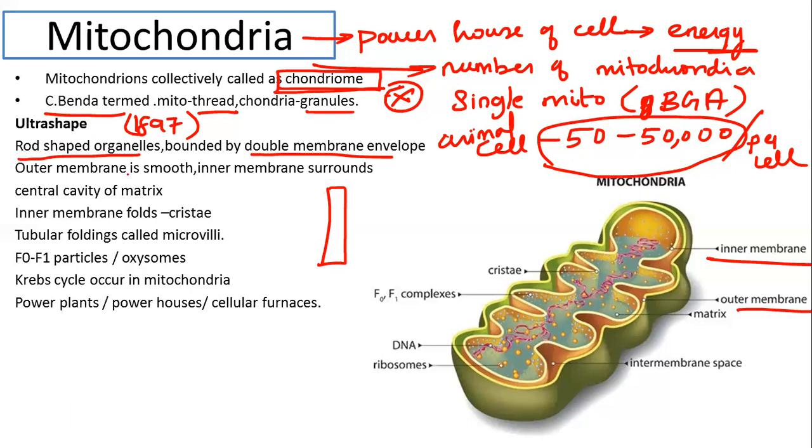The outer membrane will be smooth, and the inner membrane will be surrounded with a matrix. The outer membrane is smooth because there are no ribosomes. Here you can see ribosomes which are freely moving inside the matrix. The inner membrane has some foldings, and these foldings are called cristae.